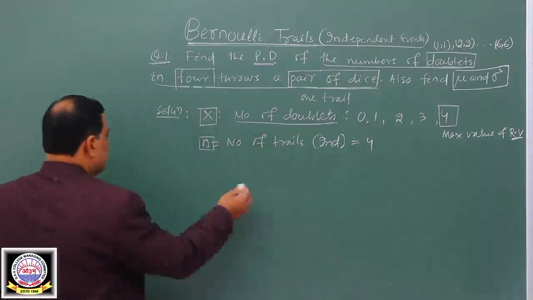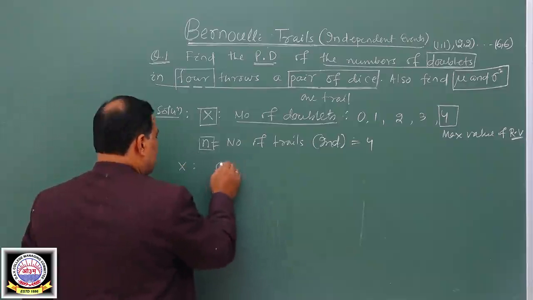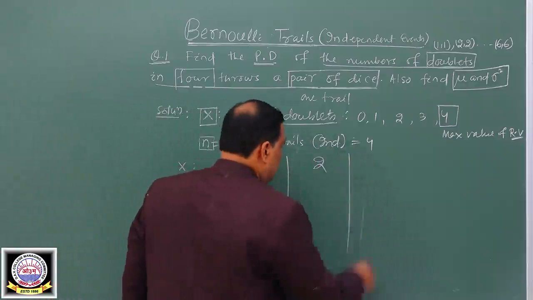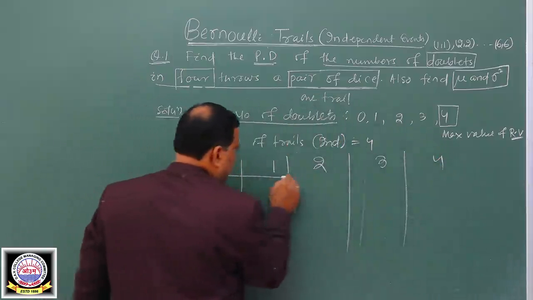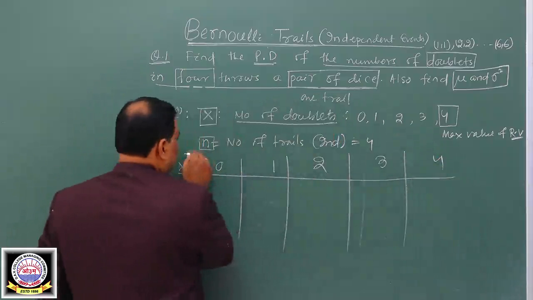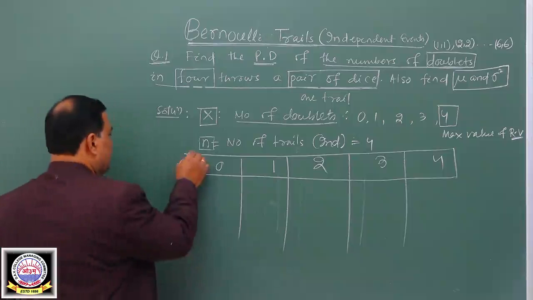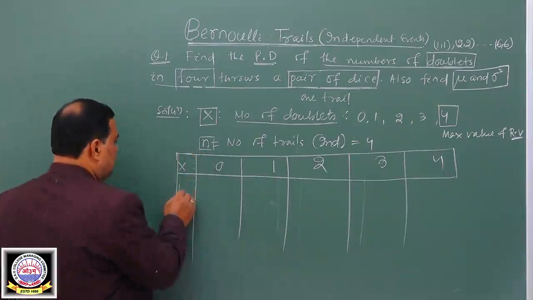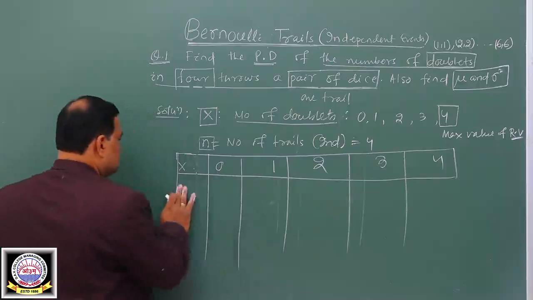Then I am going to find its table. First, for X I write 0, 1, 2, 3, 4. These are the values of the random variable. Then I will find their probability, P(x).